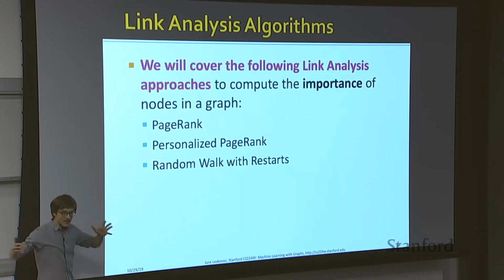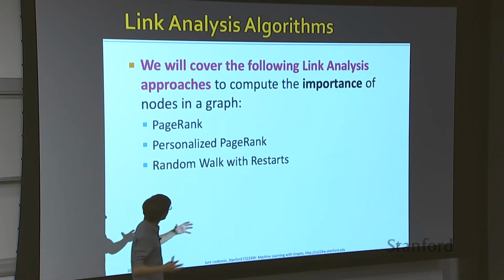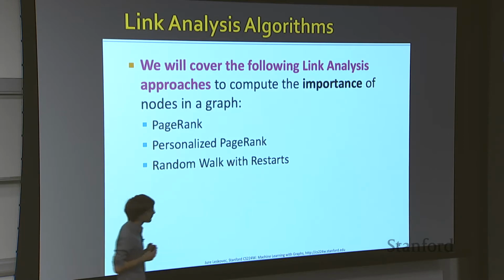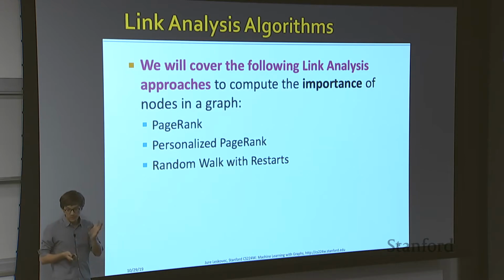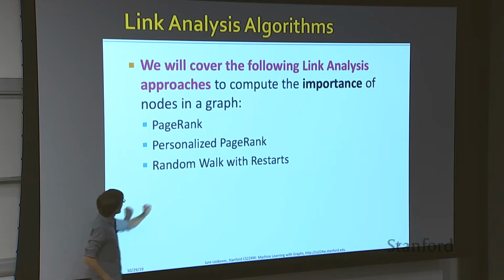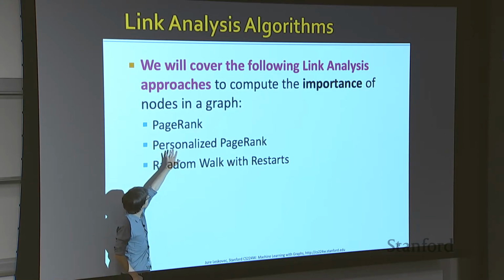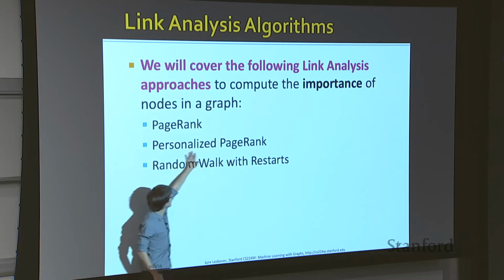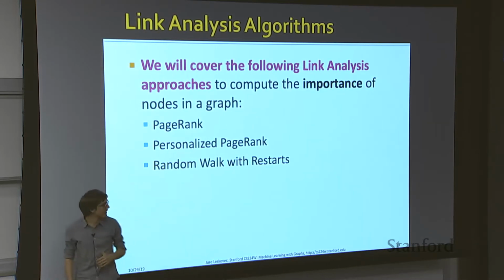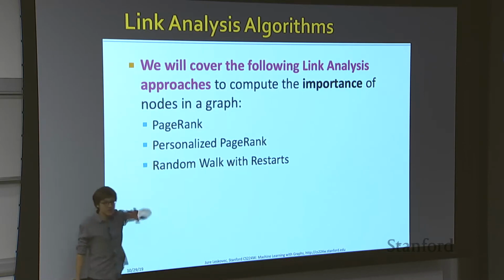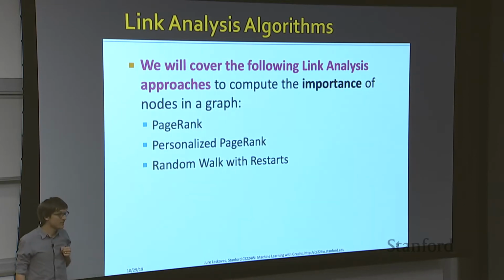And this area that tries to do these kinds of ranking and analyze the structure of the graph is called link analysis. The goal is to identify the importance of different nodes in the graph. We'll talk about this family of methods called PageRank. Then we'll talk about personalized PageRank, and then we'll also talk about random walk with restarts. And we will see that these are just variations of the method.